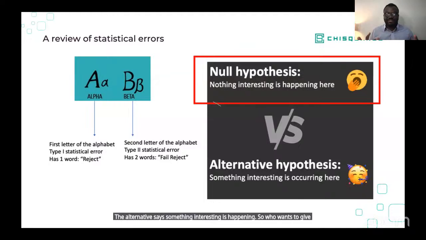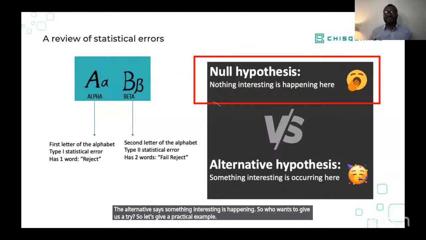So let's give a practical example. When you set an alarm to wake up in the morning tomorrow, is that activity done under the null or under the alternative?